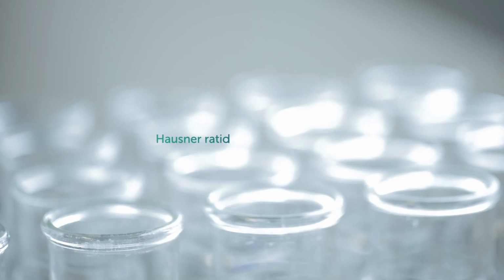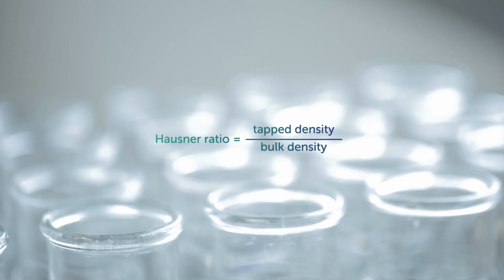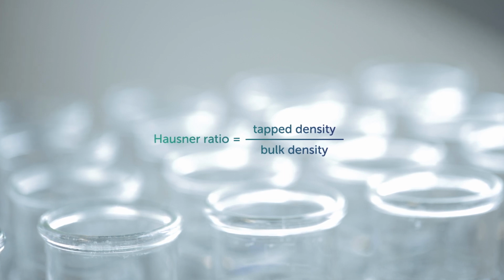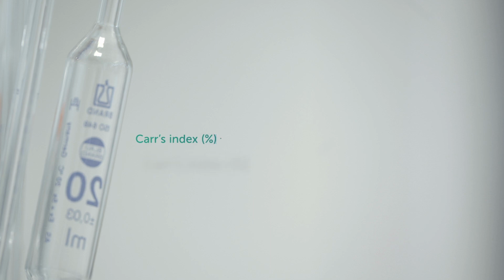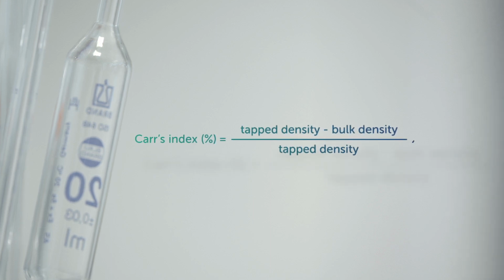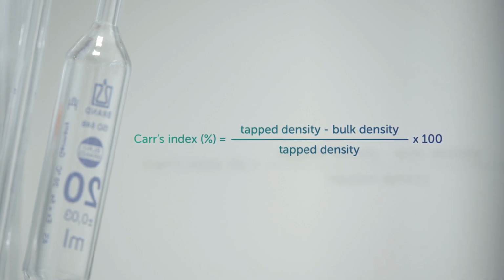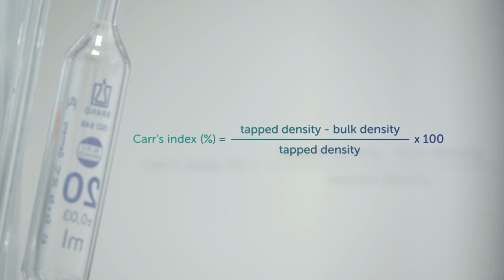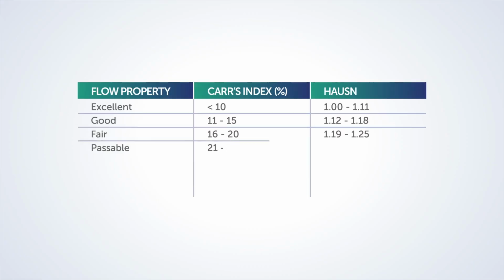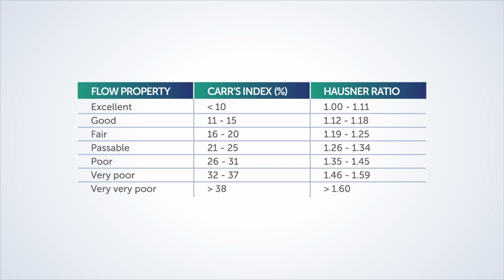The ratio of tapped density and bulk density is called Hausner ratio and is related to the flow properties of the powder. A different way of calculating gives the Carr index. As seen in this table, both Hausner ratio and Carr index indicate the flow properties of the lactose powder.